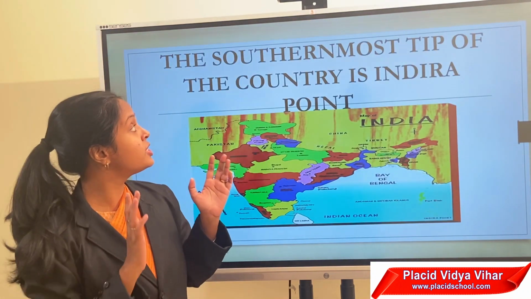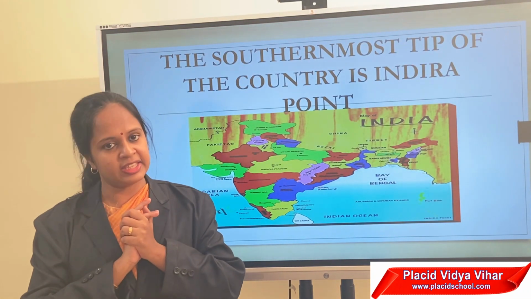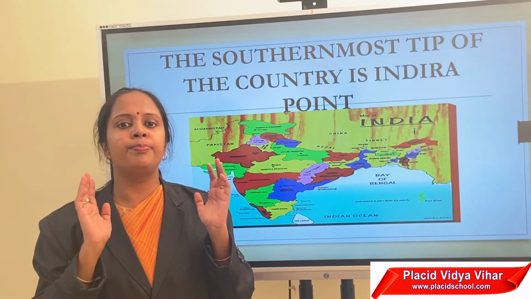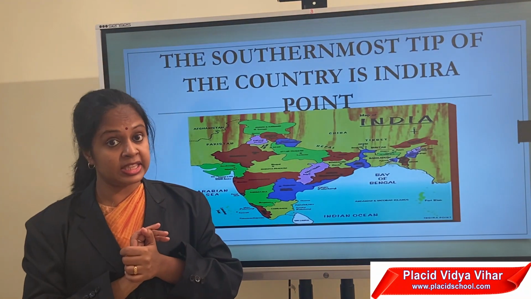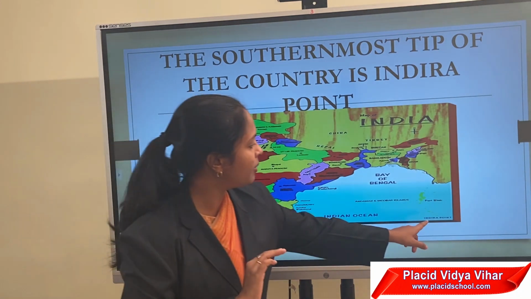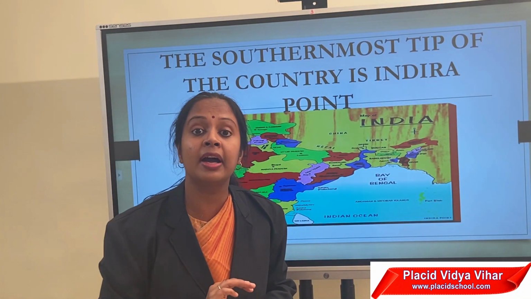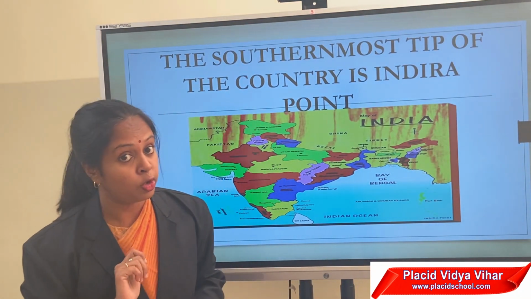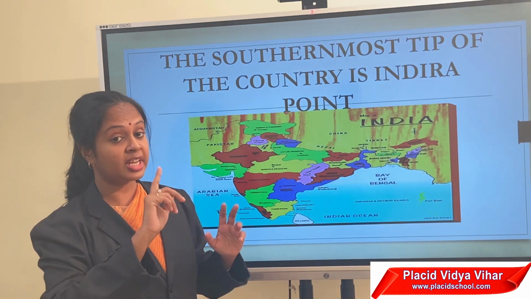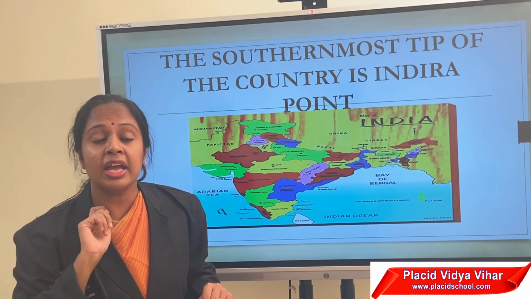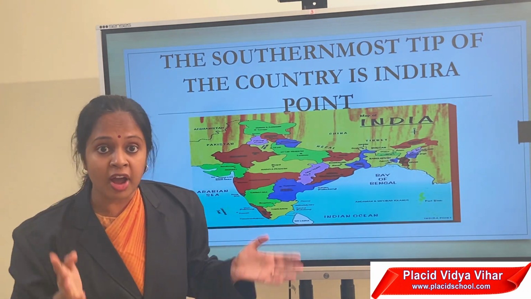The southernmost tip of our country is Indira Point. Look at the Indira Point. It's in Andaman and Nicobar Islands. I hope you understood the difference between southernmost tip of the mainland of India and southernmost tip of our country.